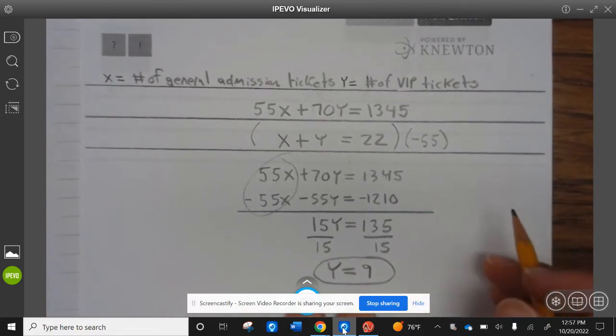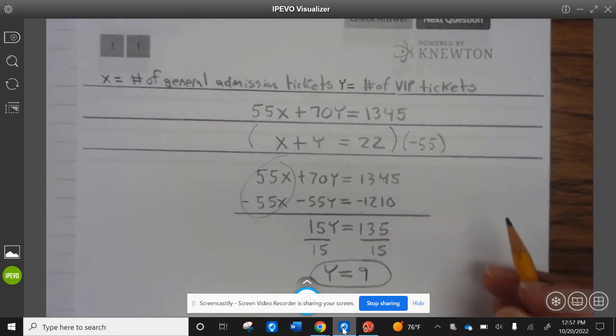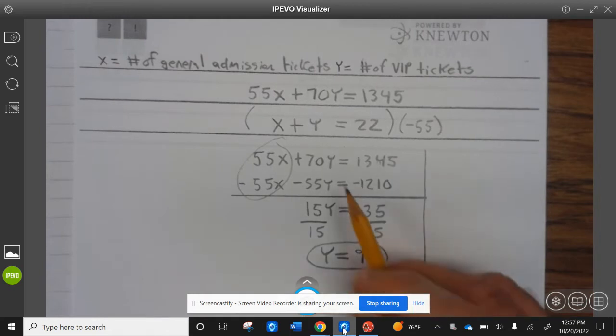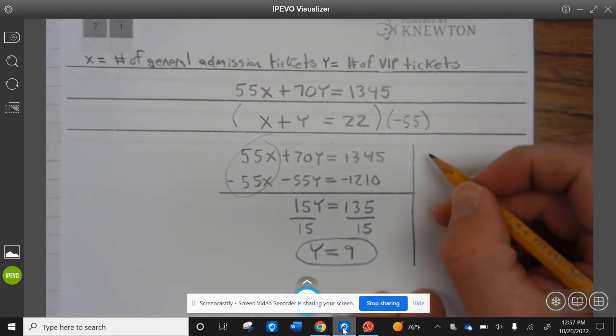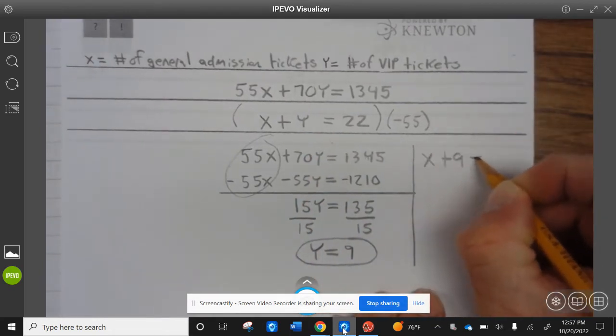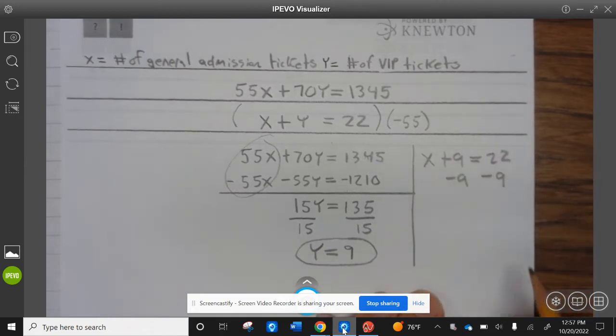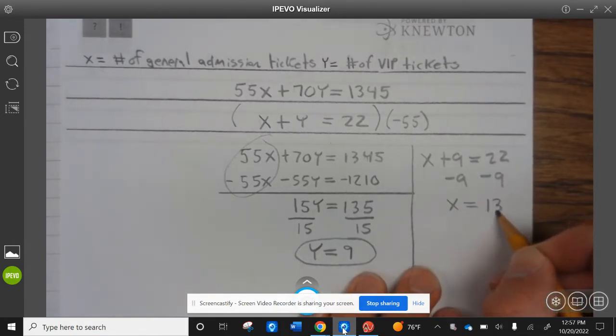Now we're going to plug that number back into the second equation. So that's x plus 9 equals 22. Subtract 9 from both sides. X equals 13.